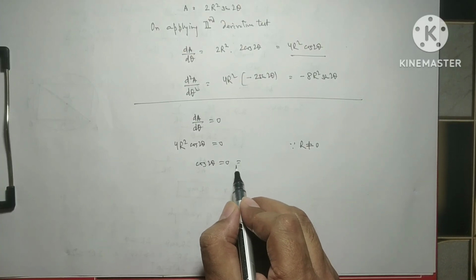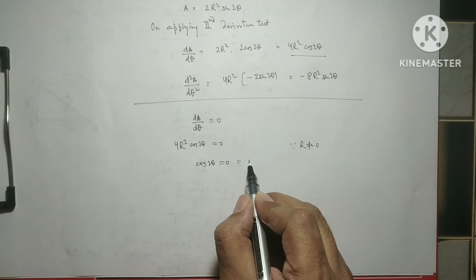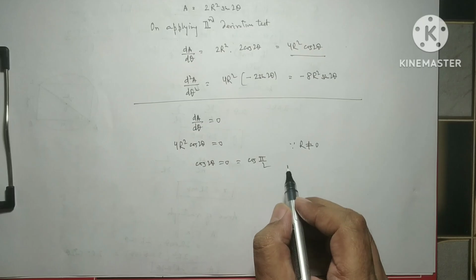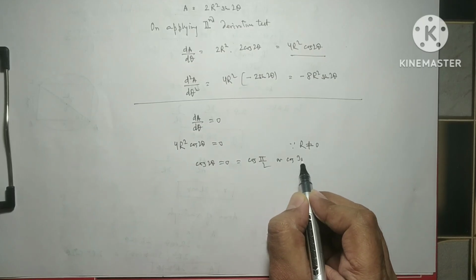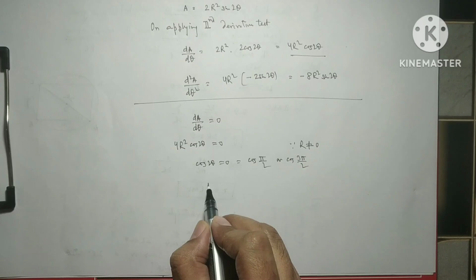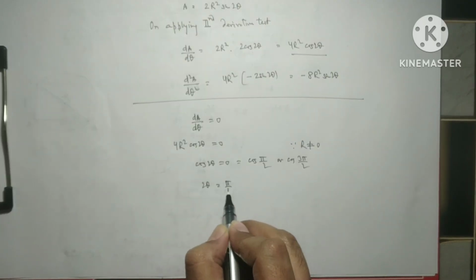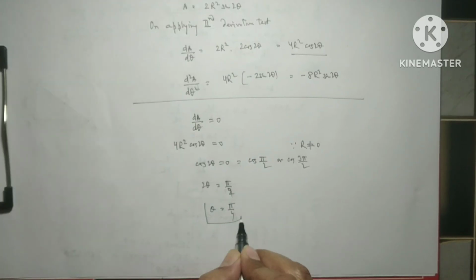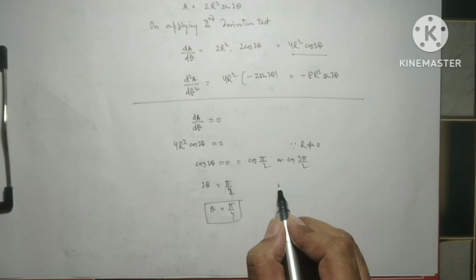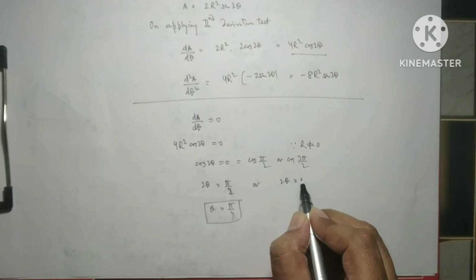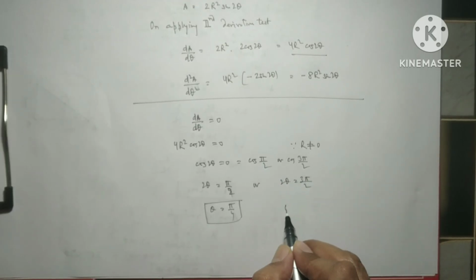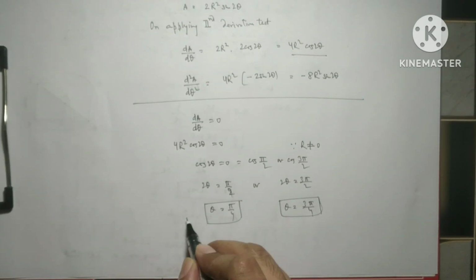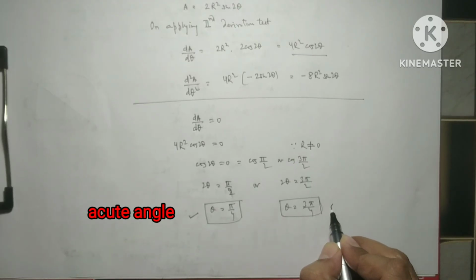So it should be cos pi by 2 and cos 3 pi by 2. So you get 2 theta is pi by 2, so theta is pi by 4. And second, 2 theta is 3 pi by 2, so theta is 3 pi by 4. So it is correct, but this is rejected.